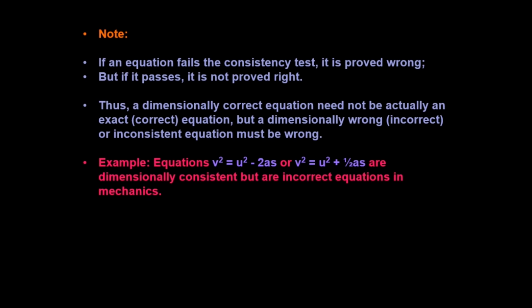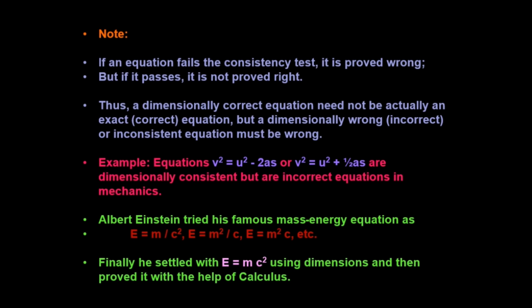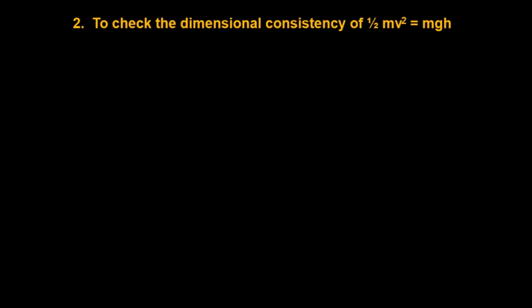For example, v square equals u square minus 2as, or v square equals u square plus half as, are dimensionally consistent but are incorrect equations in mechanics. Albert Einstein tried his famous mass energy equation as E equals m by c square, E equals m square by c, E equals m square c, etc. But finally, he settled with E equals mc square using dimensions and then proved it with the help of calculus.